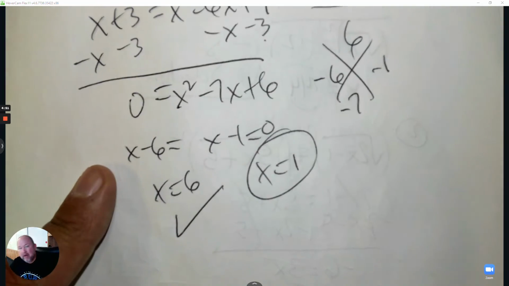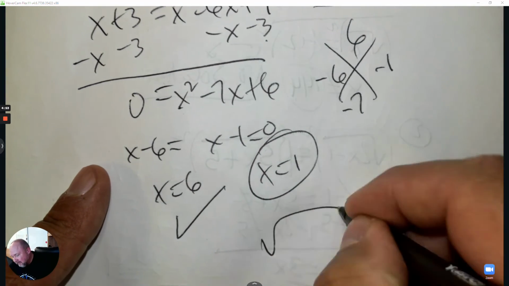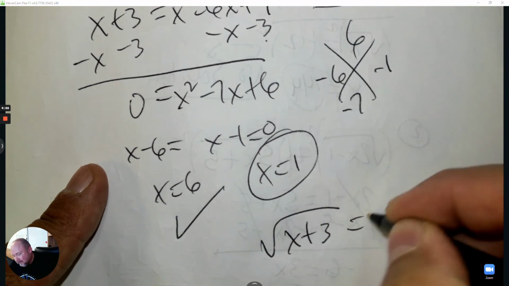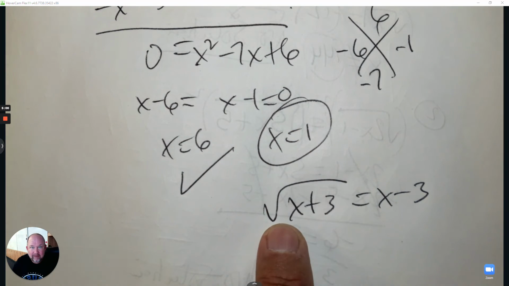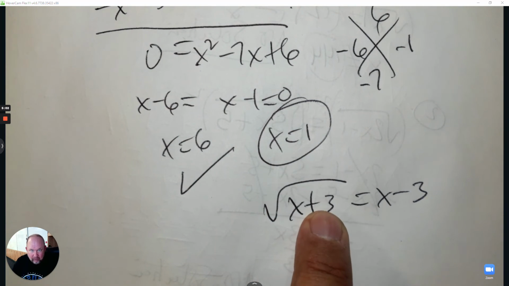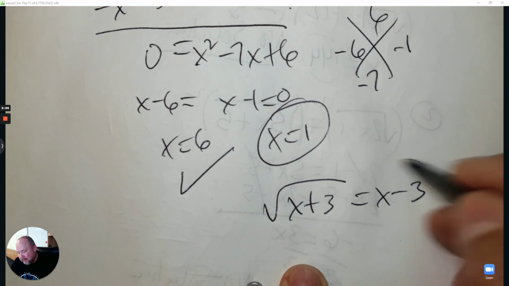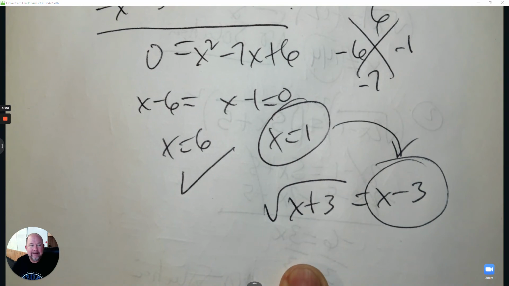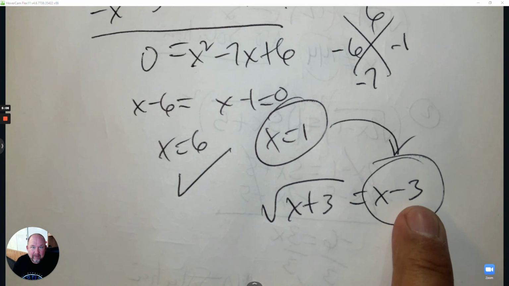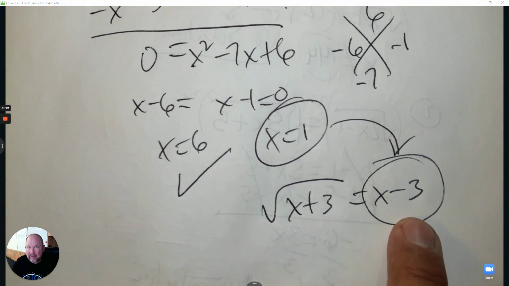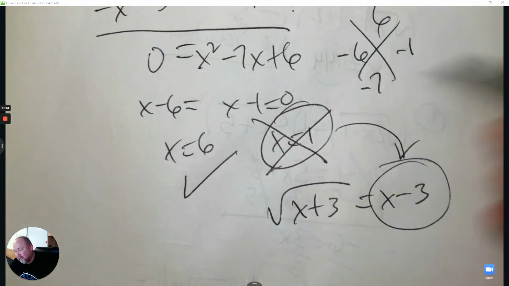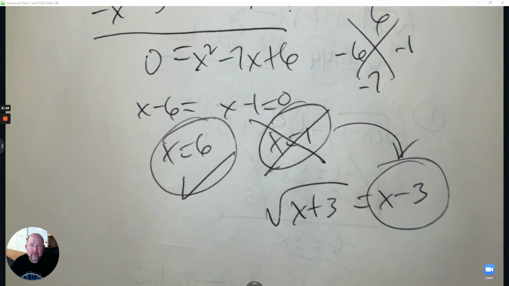But positive 1, what happens if you go back into here? So I'm going to write the equation over again. What happens when I plug positive 1 into here? Well, 1 plus 3 is 4, and the square root of 4 is 2. But how about on this side, when I plug 1 in, do you see that 1 subtract 3 is negative 2, and that they don't match, and that the square root can't equal a negative number? This is not a solution, and the only solution is positive 6.